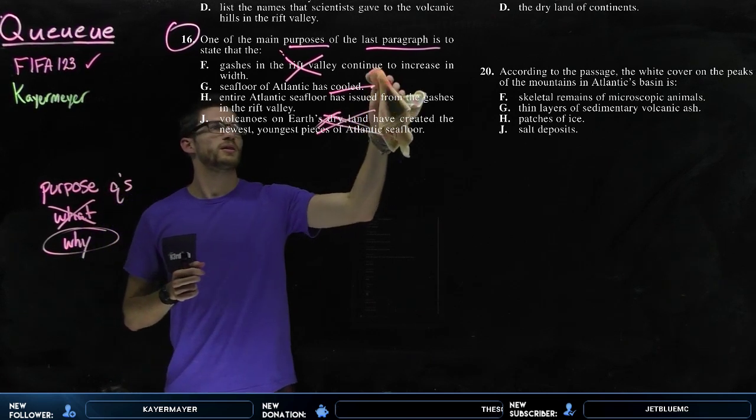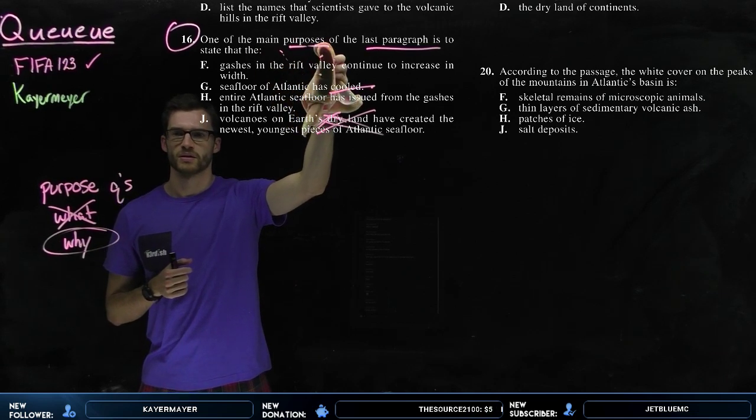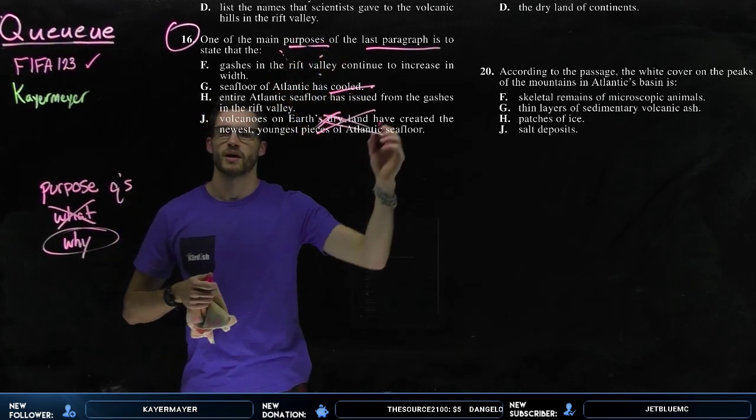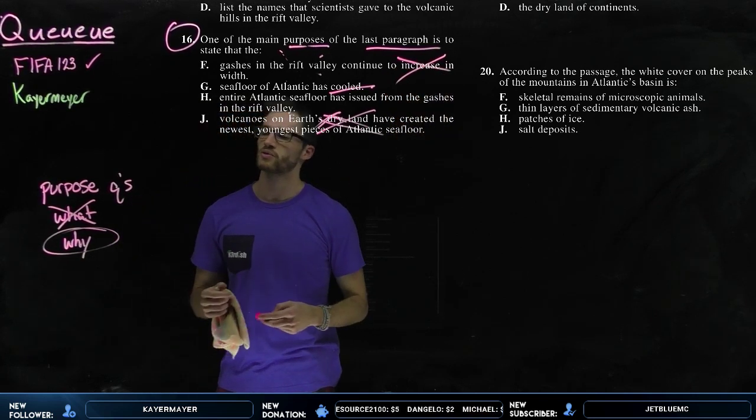Well, okay, so maybe, if we're going to be... It's wrong. No, the gashes don't continue to increase in width. Oh, that's the problem? It's just contradictory. Okay, so it doesn't increase. That makes sense. Dude, you have to make me read the passage more closely.